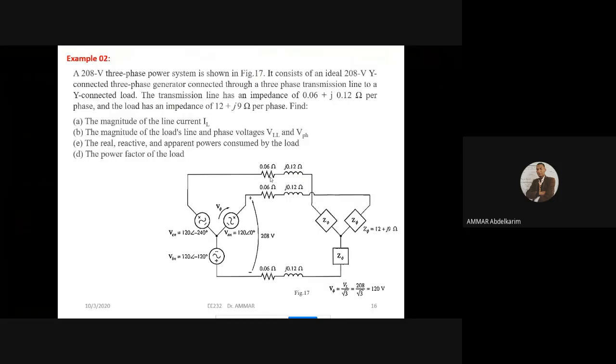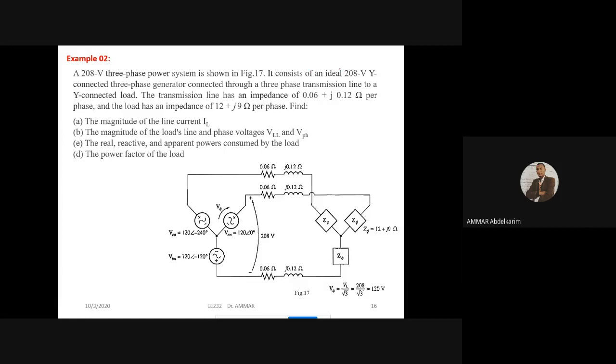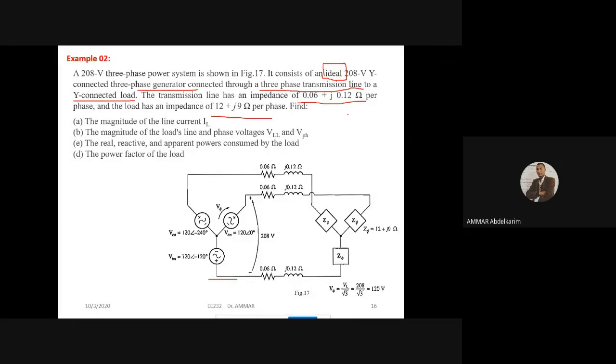So we said the three-phase system is shown in figure 17. It's an ideal, which means balanced. Here they said ideal, they mean balanced. We have a Y connected source connected through a three-phase transmission line to a Y connected load. The transmission line here is not neglected. Its resistance is considered: 0.06 plus j0.12 ohm. And the load has impedance of 12 plus j9 ohm per phase.